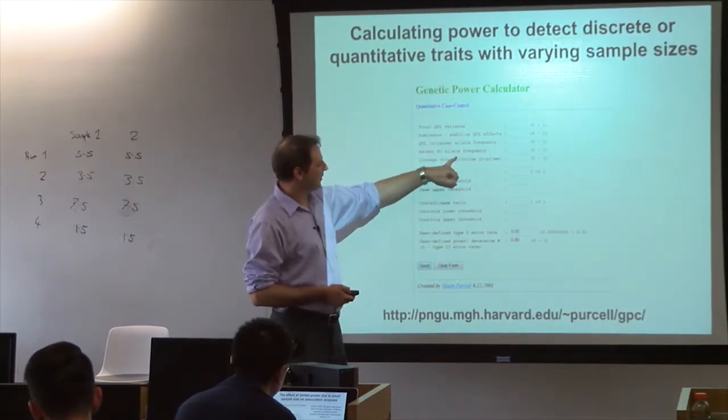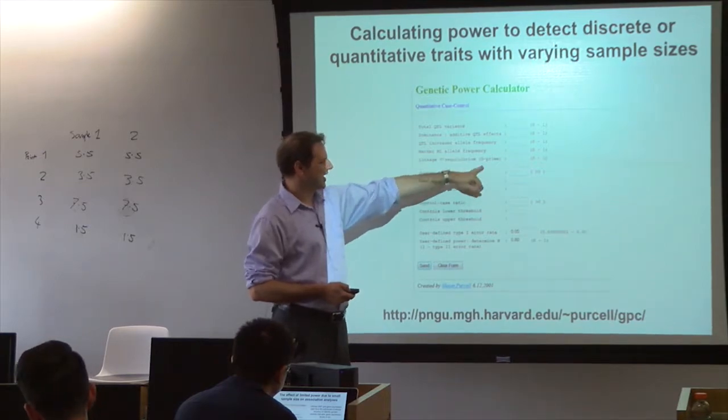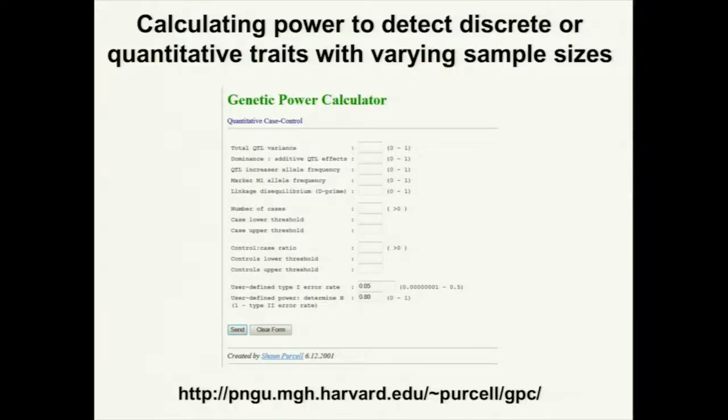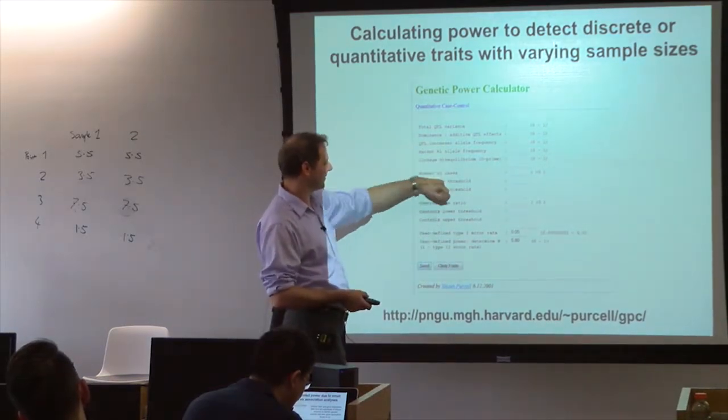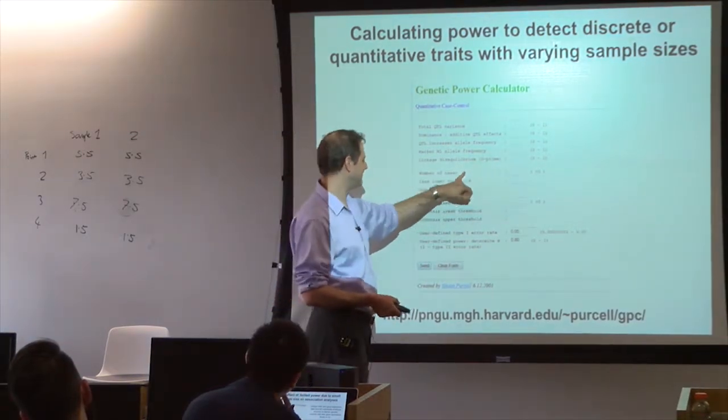And so for various ones of these numbers here, you just kind of have to put in 1 or 0 or have some guess. Like what's the case to control ratio for some diseases? You have no idea. Sorry, that one you do. Here, dominance and additive QTL effects. For most diseases, it's really impossible to estimate what the truth for some of these is. You don't know. But basically what you do is, once you assume some of these things, you put in how many cases have I tested?